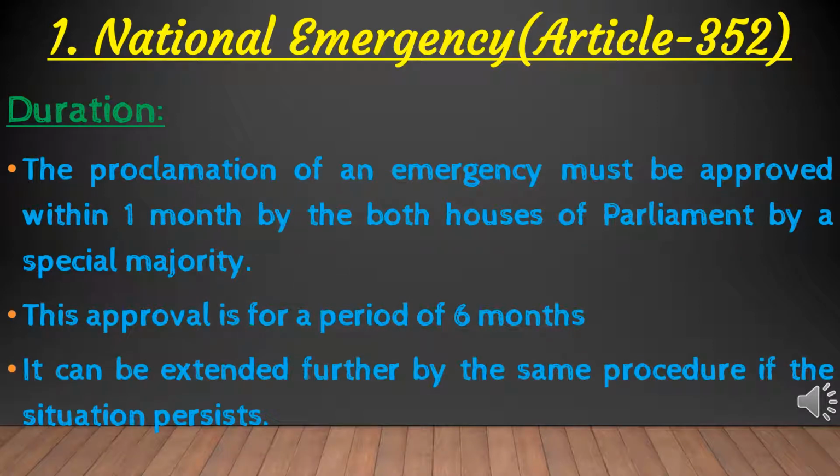Duration of the national emergency or general emergency. The proclamation of an emergency must be approved within 1 month by both houses of Parliament by a special majority, which means a majority of the total membership of the house and a majority of not less than 2/3 of the members present and voting. This approval is for a period of only 6 months. It can be extended further by the same procedure if the situation persists. If the Lok Sabha passes a resolution disapproving the emergency, the President has to revoke the proclamation.